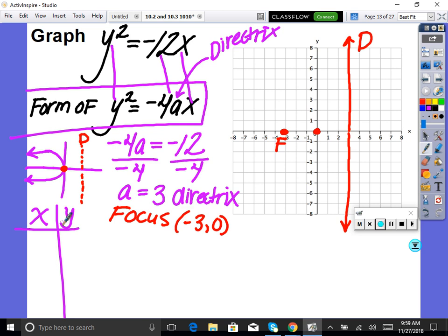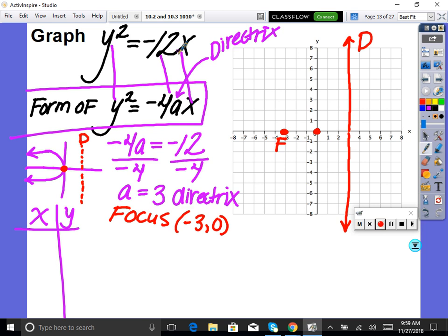X, Y, X, Y. How do X, Y points work? Notice in this one, our input is X, correct? Now look, if it's opening this way, we need to plug in negative values. So you could plug in negative 2.